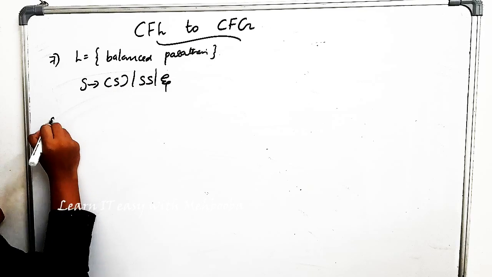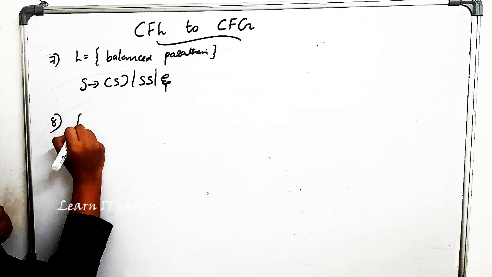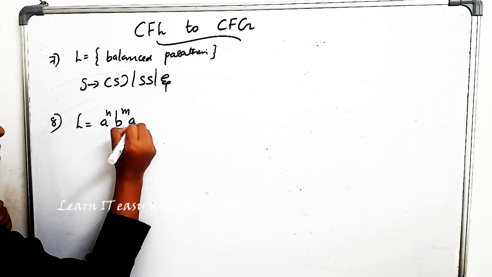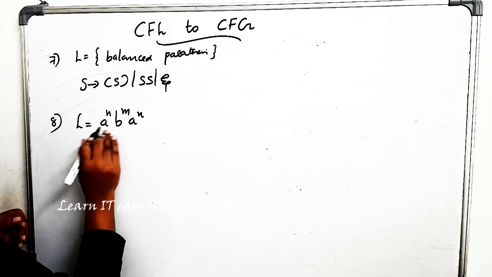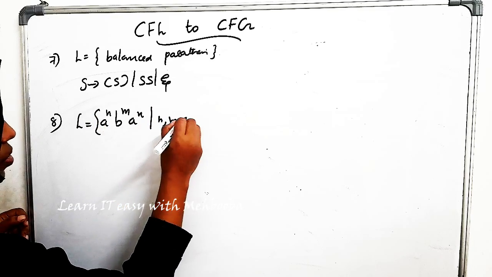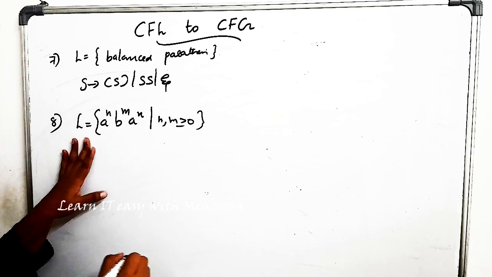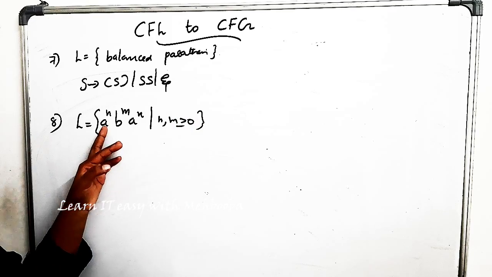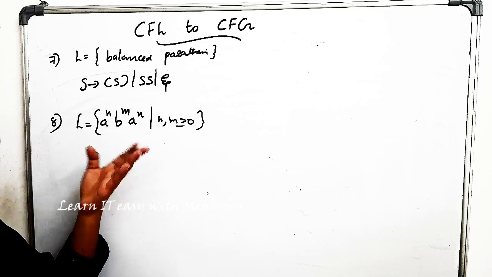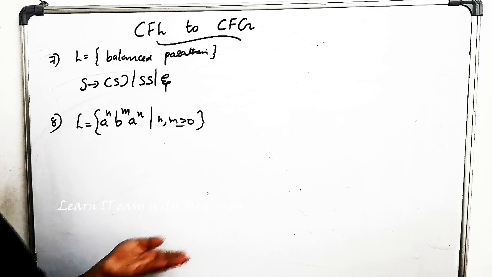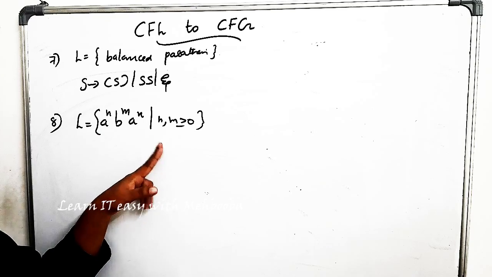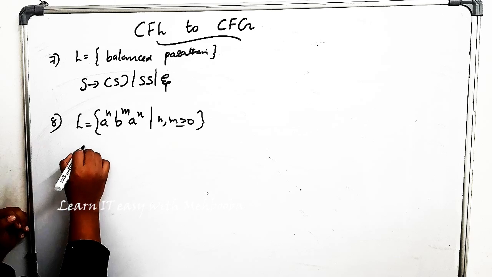Yeah. So we'll go to the next example. The next example is L equal to A raised to N, B raised to M, A raised to N, where N, M can be greater than or equal to 0. You know that a PDA can be designed for this, because all the A's can be pushed and all the B's can be ignored, and when the A's come you can pop the A's off of the stack. So a PDA can be designed for this, so we can definitely write a context free grammar also. Let's give it a try.